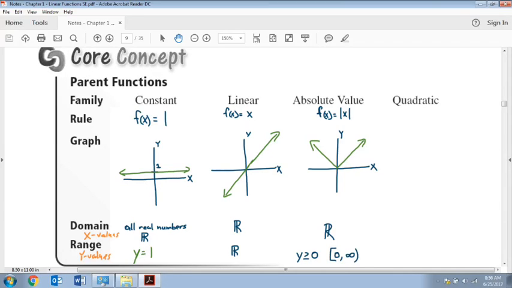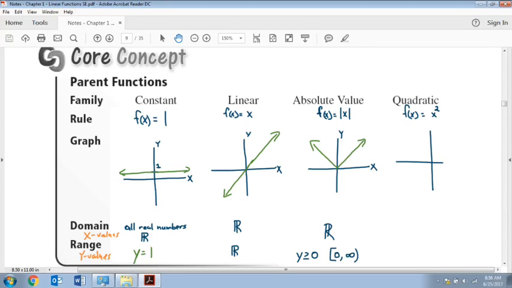Last but not least, a quadratic. That's the fourth one we're going to be dealing with in this section. F of x equals x squared. That squared is what makes it a quadratic. So if you see an x squared, it is a quadratic function. Now, the graph looks like, and you've seen these before, a parabola.